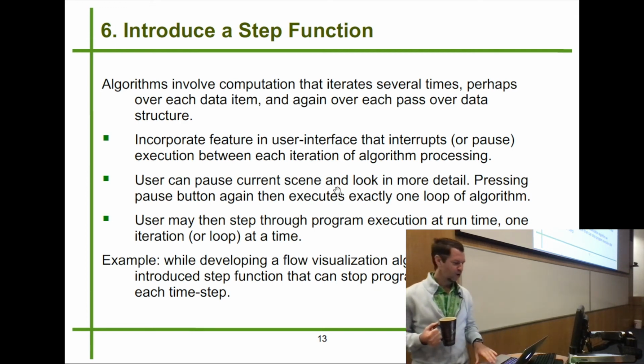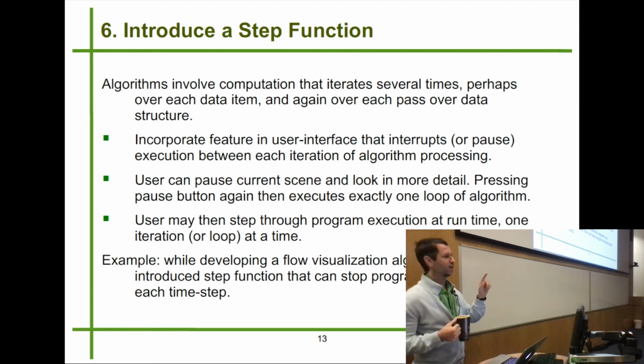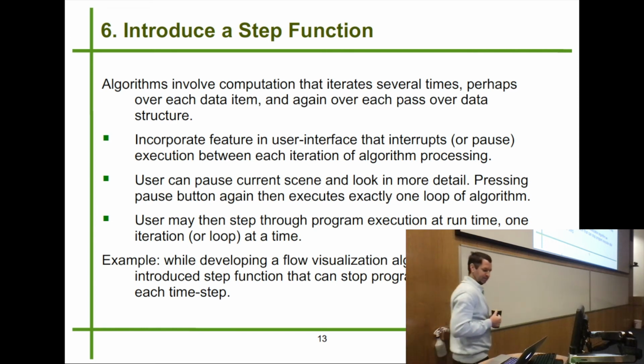So the user can pause the current scene and look in more detail. Pressing the pause button again then executes exactly 1 loop of the algorithm. So it moves the ball by 1 unit, for example. The user may then step through the program execution at runtime 1 iteration at a time.